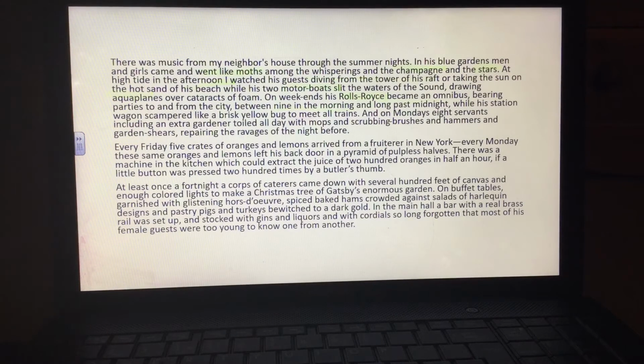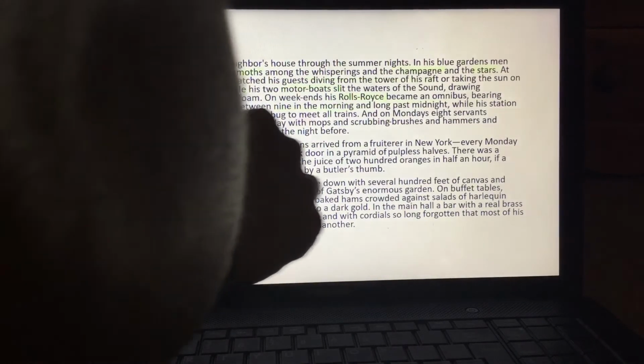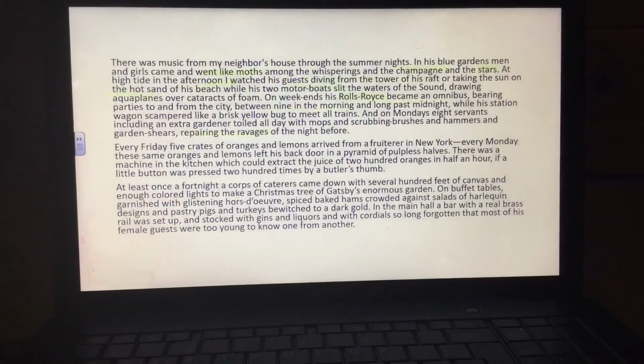And on Mondays, 8 servants, including an extra gardener, toiled all day with mops and scrubbing brushes and hammers and garden shears, repairing the ravages of the night before. All right, so I might want to think about that use of the word repairing the ravages, that kind of emotive language there. At the weekends, this place is a place of pleasure and fun and excitement and raucousness, and then come that Monday, everyone's cleaning up again.